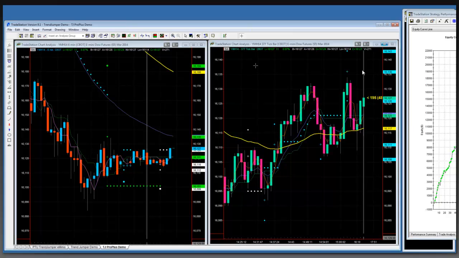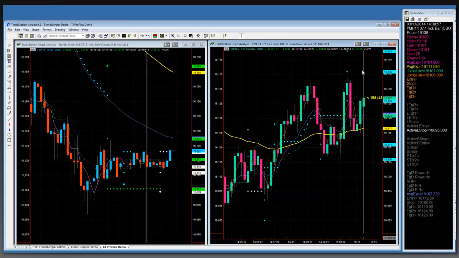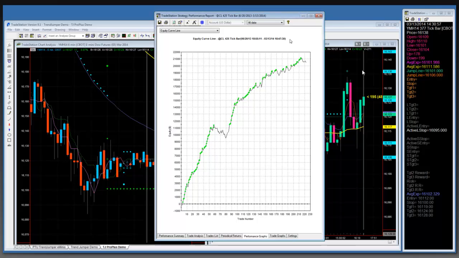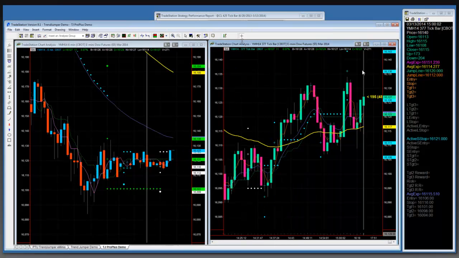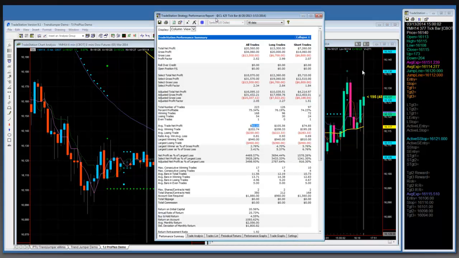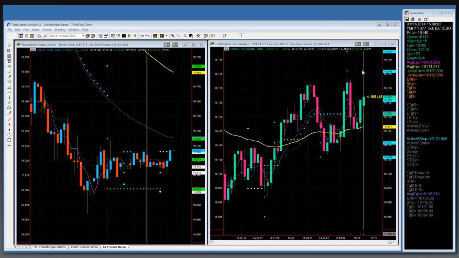The first one is a 377 tick. This one here, you see it's doing really well. Actually, I'm sorry, that's not the right one. That's still crude oil. Let me grab that really quick, and then I'm going to hand this back to Brian. Here it is right here.